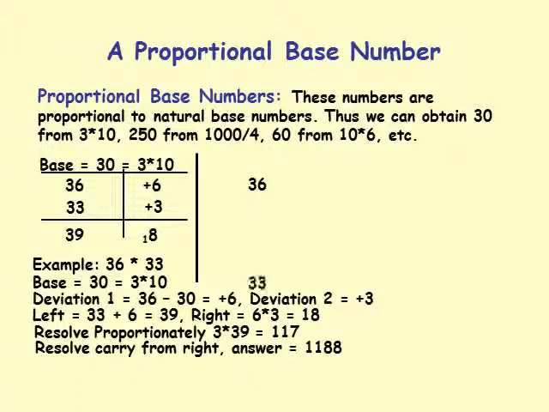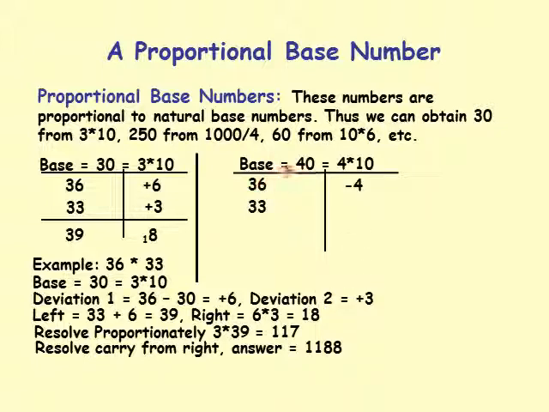Another example, 36 times 33 again. My base number is 40. This time we'll use a base number of 40, which I get from 4 times 10. Tirthaji called this a working base. So its working base is 40, which is 4 times 10. Now we go to compute deviations.